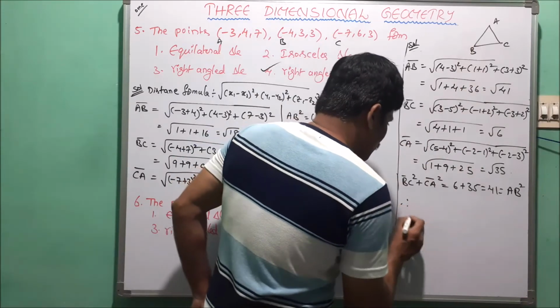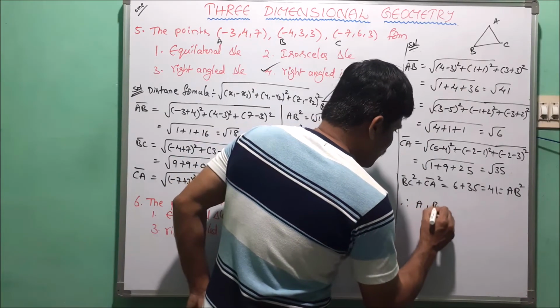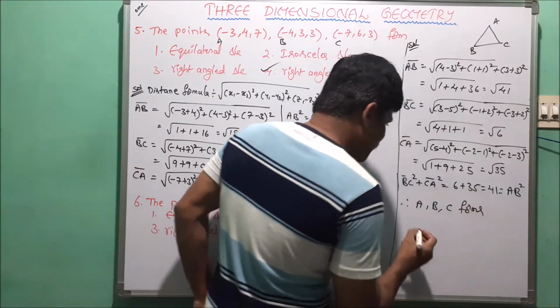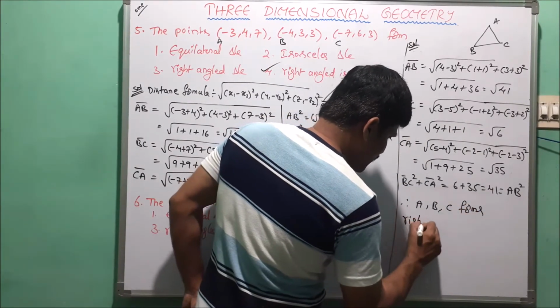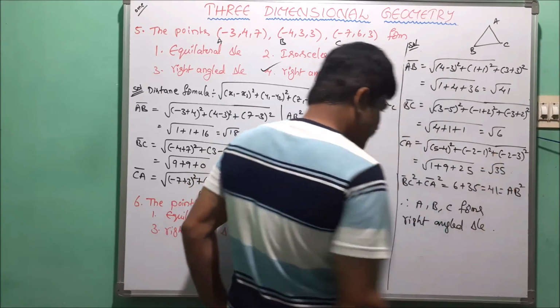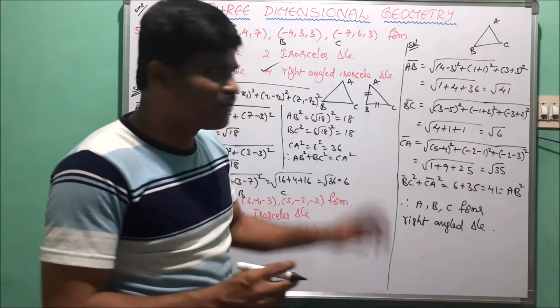The Pythagoras formula is applicable here. Therefore, the given points ABC form a right angle triangle. This is the solution for this question.